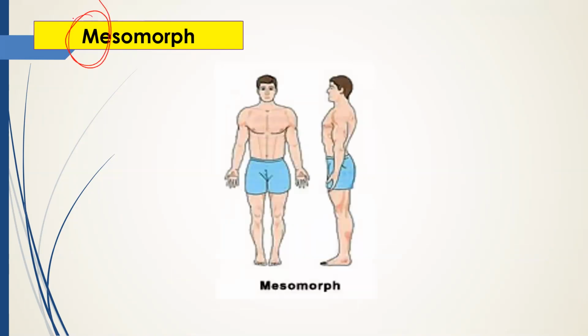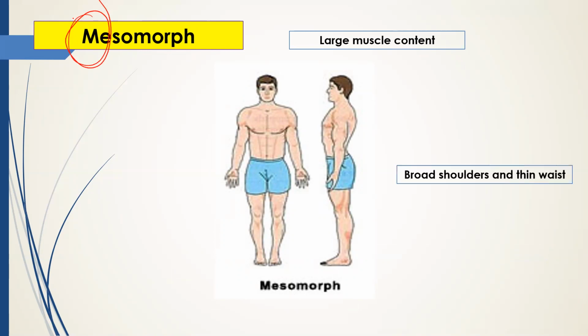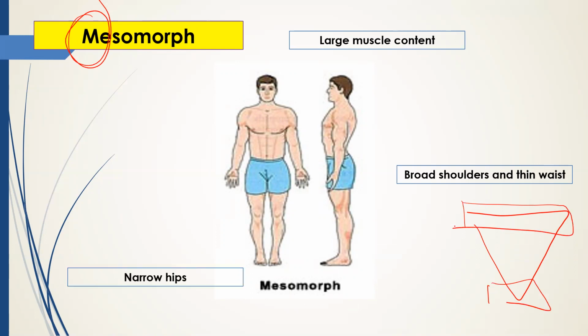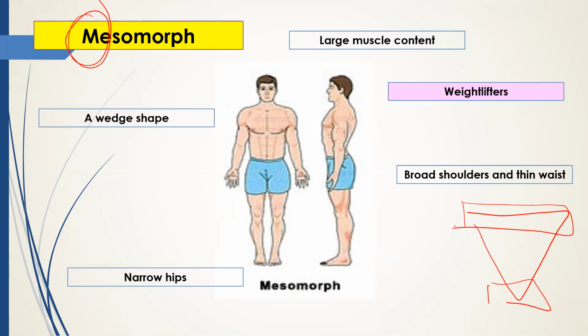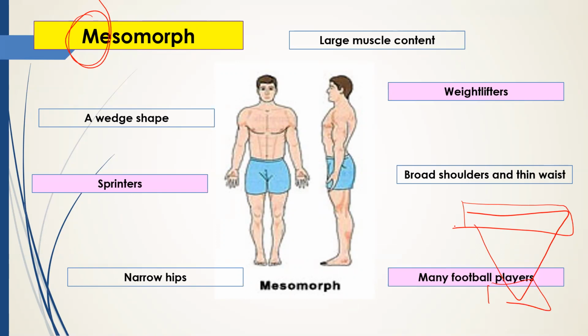Next one, the mesomorphs. So again, think of the M. Rather than just muscular, let's try and pick out particular areas of the body. Large muscle content. You could comment on the muscular arms, muscular legs, broad shoulders with a thin waist. So if you think of this wedge shape, the waist here is relatively thin compared to these big shoulders up at the top. Narrow hips, wedge-shaped body, and examples are weightlifters and sprinters, but also lots of games players.